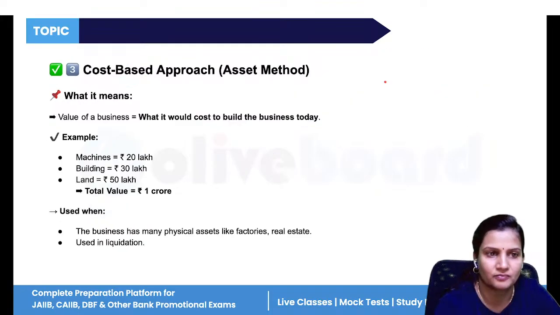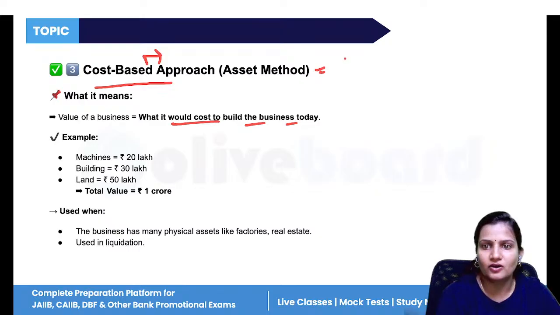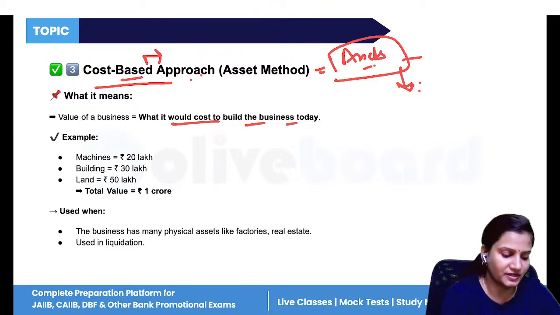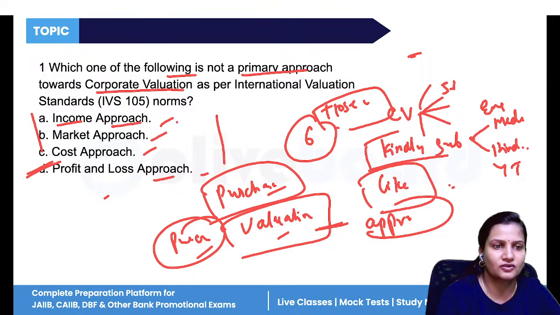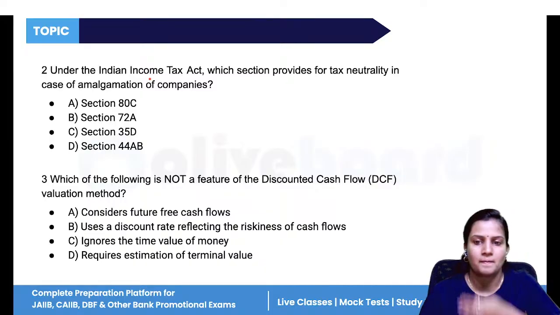Clear? Now, next is cost based approach. Cost based approach tells you what it would cost to build the business today, means all the assets which you are having in your company, what is their present value in the market? What is the value of your assets in the market? That is cost based approach. Clear? So these are the three approaches: income, market, and cost approach. Now, next question.